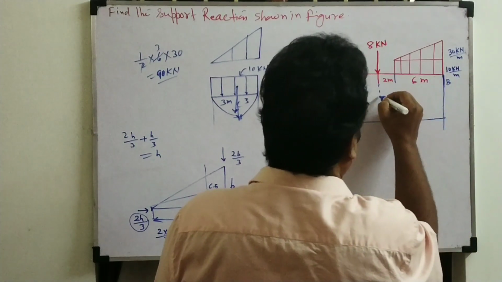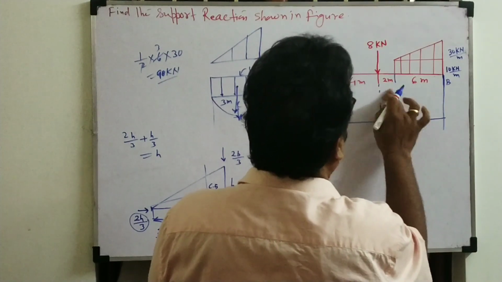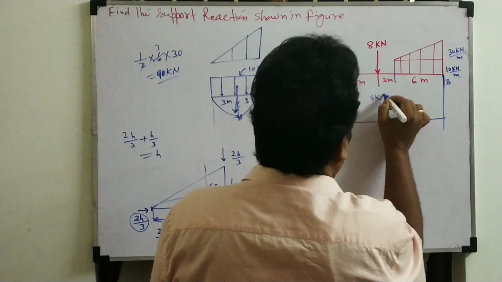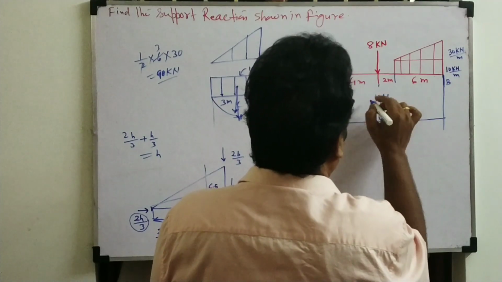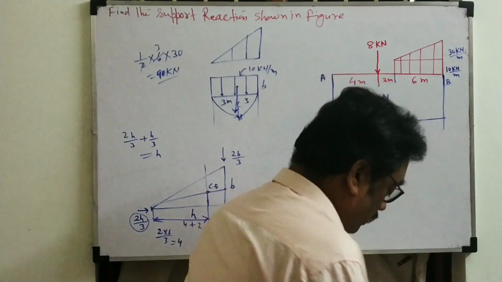Now this is the load diagram. This is the load as usual will act here. This load will act here. How much? 8 kilonewton. Now what will be the load here?